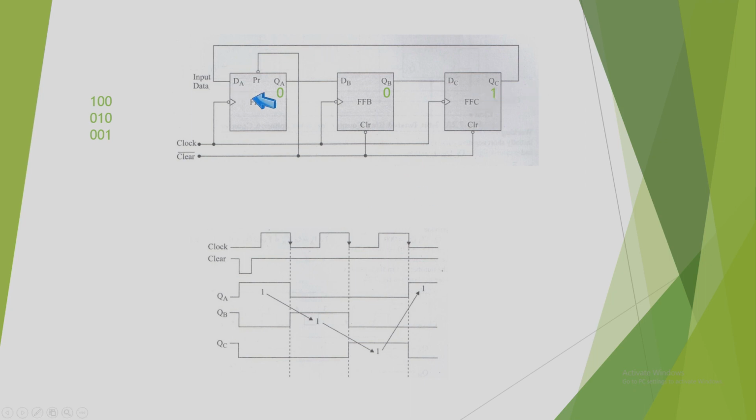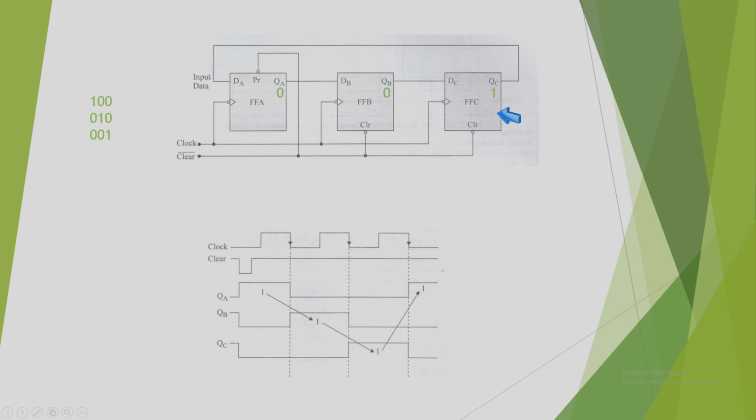Okay, on the next negative edge, what will happen? This 1 will travel to the first flip-flop, so this will become 1 from 0. And this 0 will travel to the second flip-flop, so it will be 0 as earlier it was. And the third flip-flop also has 0 input, so it will be 0 from 1.